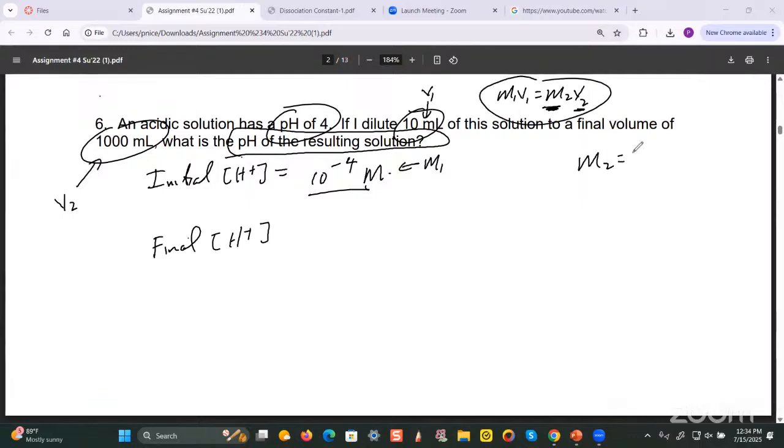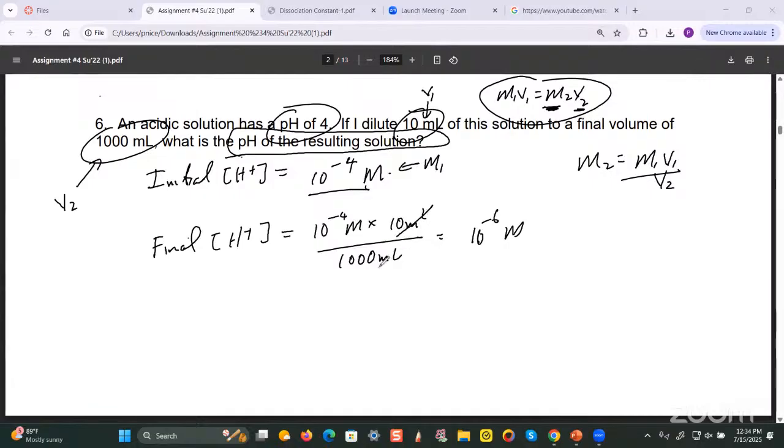If this is true, what is M2 equal to? M1 times V1 divided by V2, exactly. So that's what you're going to find here. M1 is 10 to the minus 4 M times V1, which is 10 mL, divided by V2, which is 1,000 mL. And when I did that calculation, I got 1 times 10 to the minus 6, or simply 10 to the minus 6 M. The units will cancel out. So that will be the final concentration of H plus.